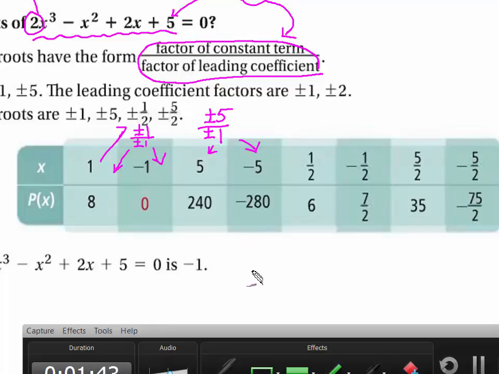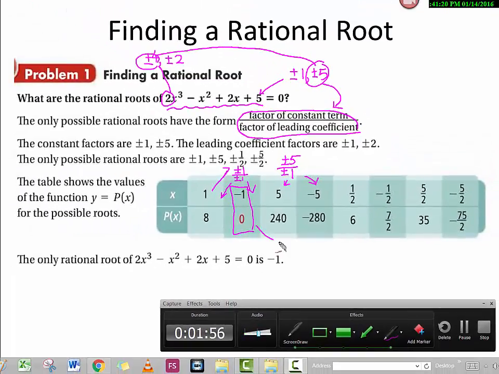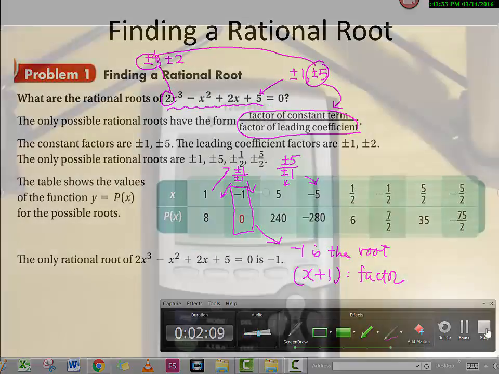But later on, I'm going to show you another video clip of how to use a TI-83 or TI-84 to help you save a lot of work. But for now, take it as given. So we know negative 1 is the root. Since negative 1 is the root, we know the factor is x plus 1. So please remember that factor is different from the root.